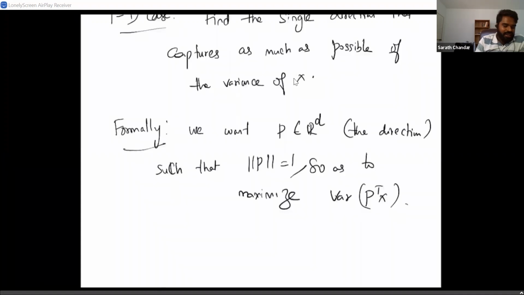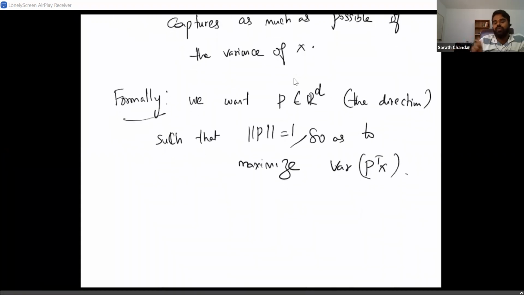I take the data X and project it onto this one dimension p, so it's p transpose X. I want to maximize the variance of this projection. Now, can anyone tell me why the norm of p should be 1?